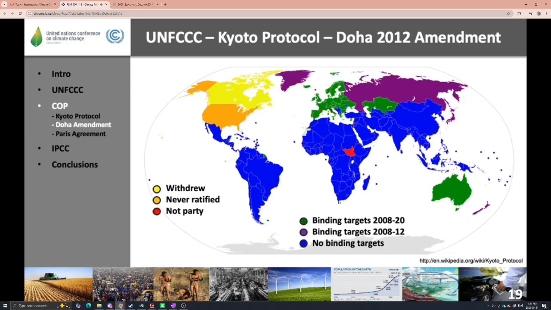Now, the red country is South Sudan, which never signed the protocol. The US is orange because it never ratified the protocol, and Canada is yellow because it withdrew. So this was the situation in 2012.